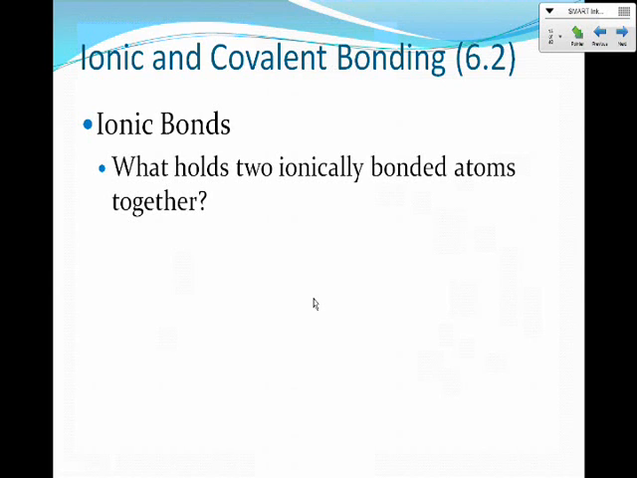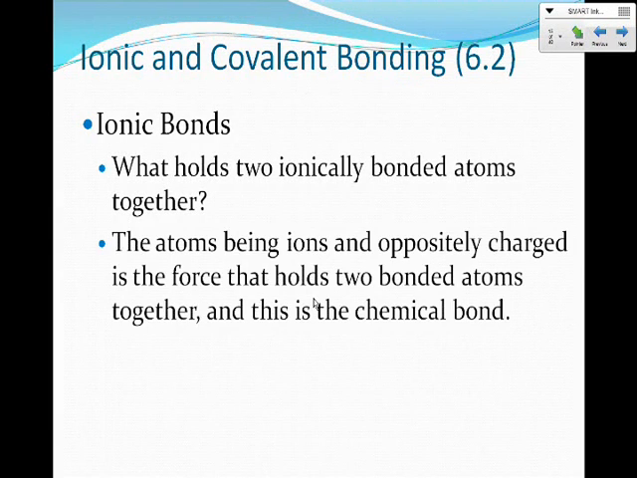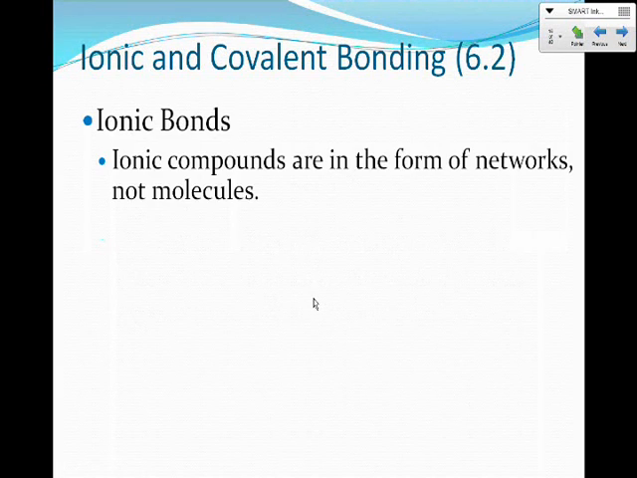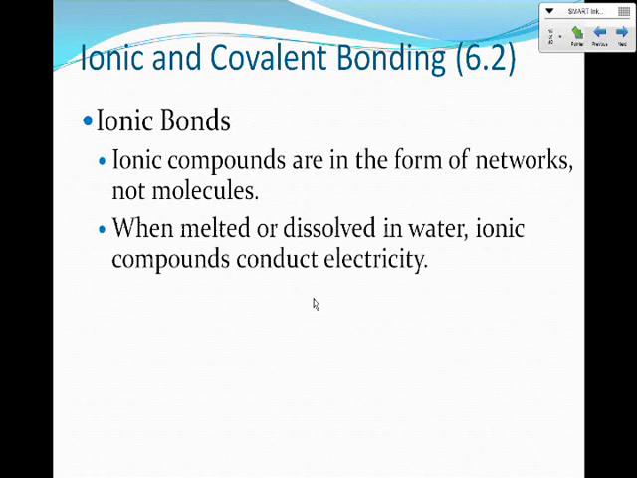Now, what holds those two bonded ions together when they're ionically bonded? It's the opposite charge from the positive charge ion and the negative charge ion that actually holds those two together, and that's what forms the chemical bond. Now, ionic compounds are in the form of networks, not molecules. It's the bonded ion network, if you'll remember from our last video, not a molecular structure. We're going to talk about covalent bonds. A lot of times they are in the molecular structure.